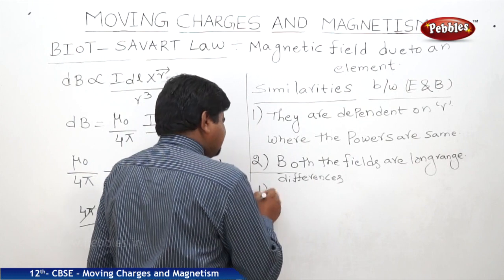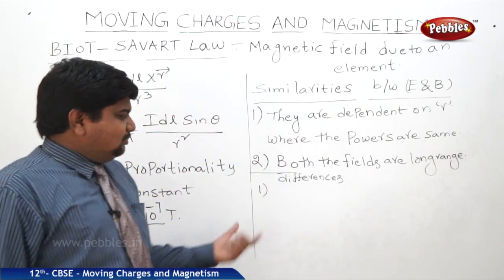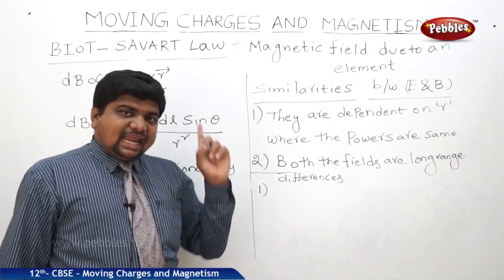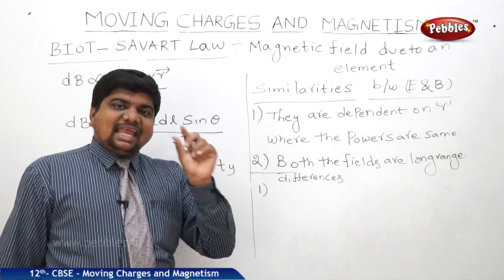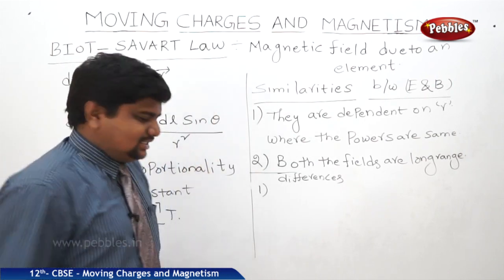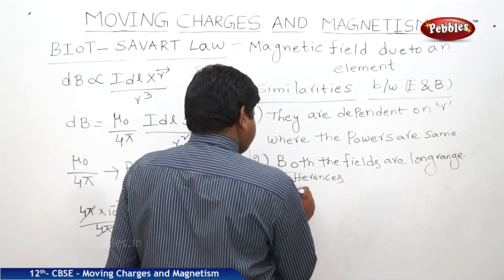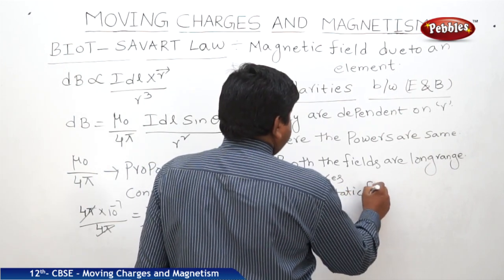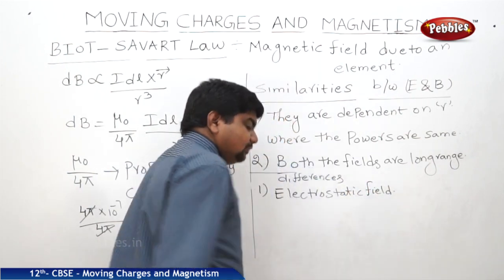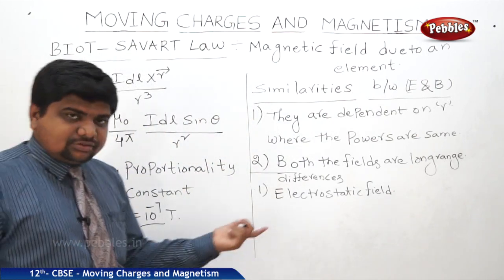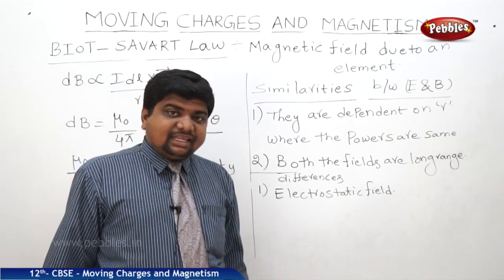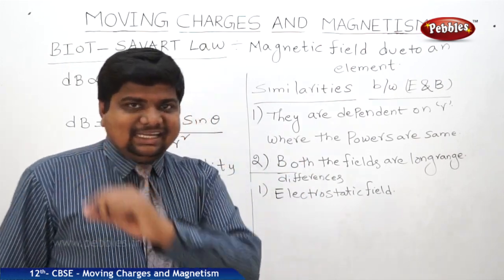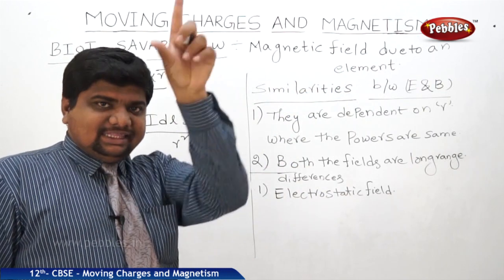we can write the first difference, or in the points of continuity, we can write the third point. So what is the first difference? Electrostatic field is due to a scalar source, nothing but the electric charge. Electrostatic field is due to the scalar point or scalar source charge, but magnetic field is not like that. Magnetic field is due to a vector source called IDL, meaning current along the length.